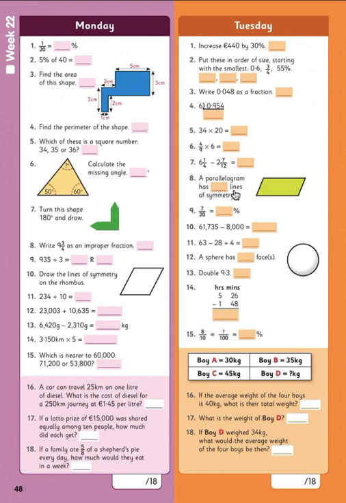A parallelogram has how many lines of symmetry? Where can you fold that parallelogram and have the exact same on each side? If you were to fold it over, what's on one side would completely cover what's on the next side.